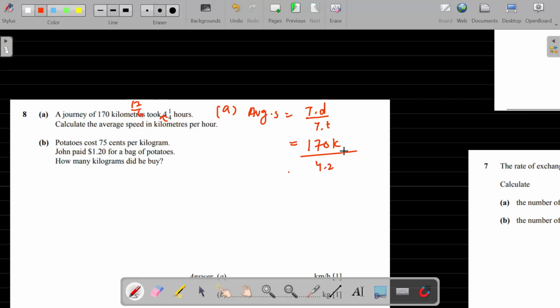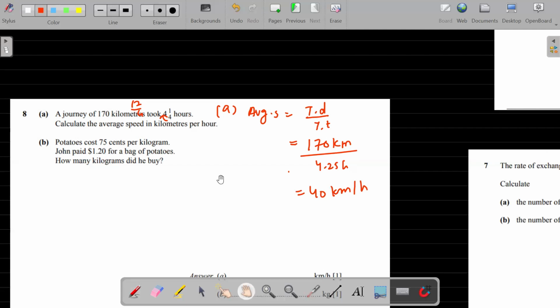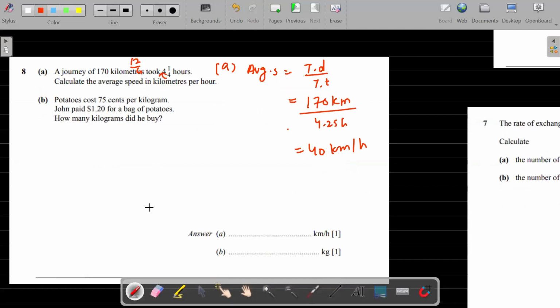So 4.25 hours, and the distance is in kilometers. So 170 divided by 4.25, the answer is 40. So, Fatma, our first answer is 40 kilometers per hour.